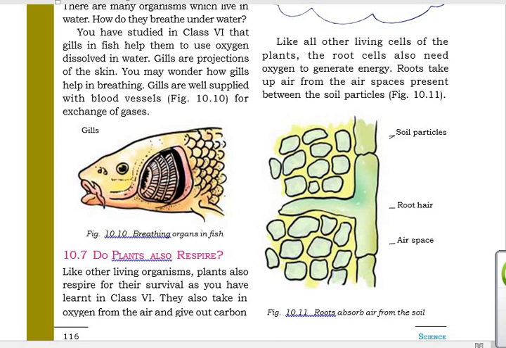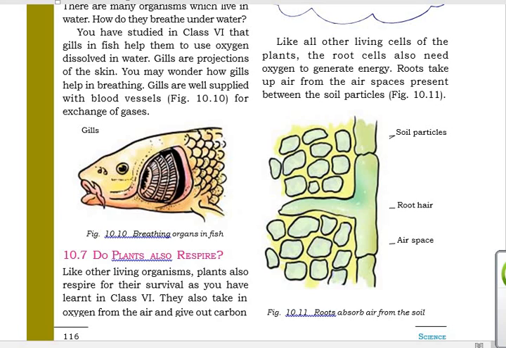Like all other living cells of the plants, the root cells also need oxygen to generate energy. Different parts of the plant can exchange gases, as I told just now. The roots need energy to absorb water and minerals from the soil, so they need to generate energy. The roots take up air from the air spaces present between the soil particles. So roots can absorb oxygen from the soil particles and the energy can be utilized.